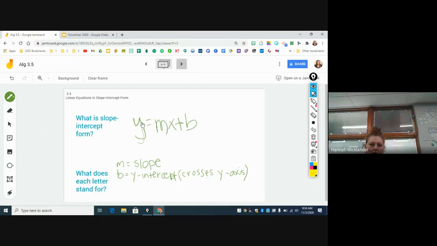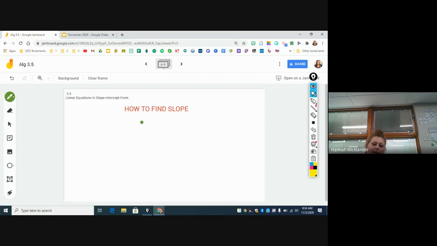Okay, so moving along to how to find slope. So slope, like I stated earlier, can be written as m. Slope can also be written as rise divided by run, or rise over run. Or it can be written as change in y over change in x. And the formula to find slope is y2 minus y1 divided by x2 minus x1.